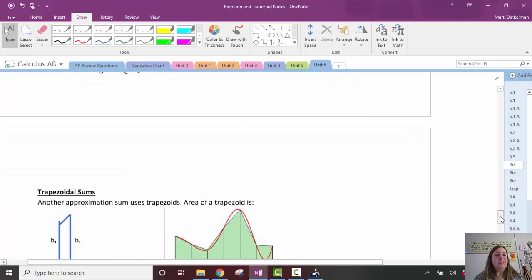Okay, so we are going to save trapezoidal sums for part 2. If you want to watch it right now, you can, but I'm going to make it a separate video. And some of you will get the notes in class instead. Okay, good luck. I would try that.